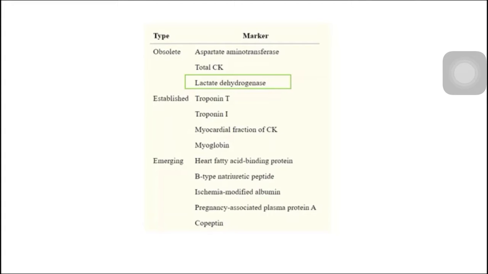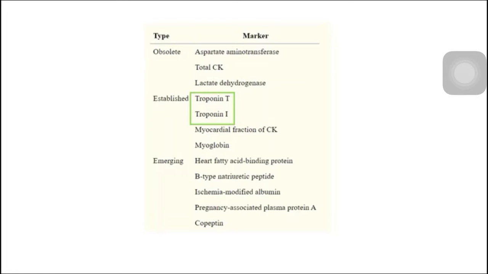So let's go to the established markers. Like for example, troponins. So the troponins, okay, these are a complex of 3 protein subunits. Namely, we have troponin C, troponin T, and troponin I. Located of course sa thin filaments po ng skeletal and cardiac muscle fibers.